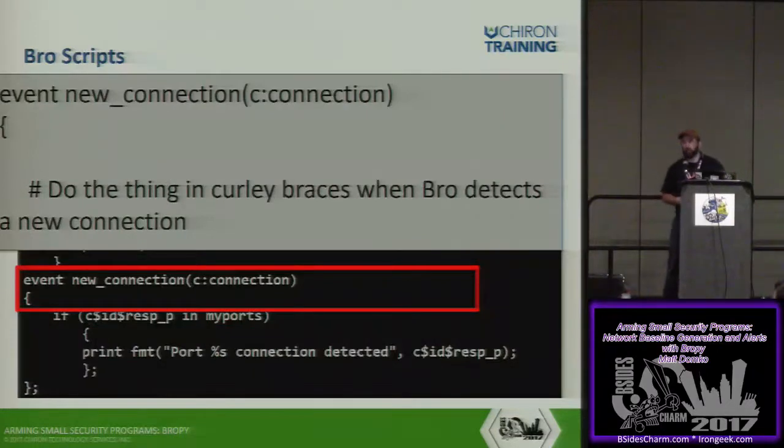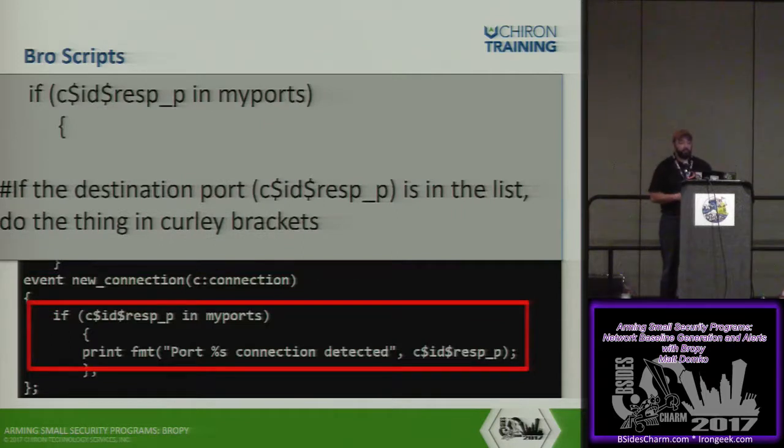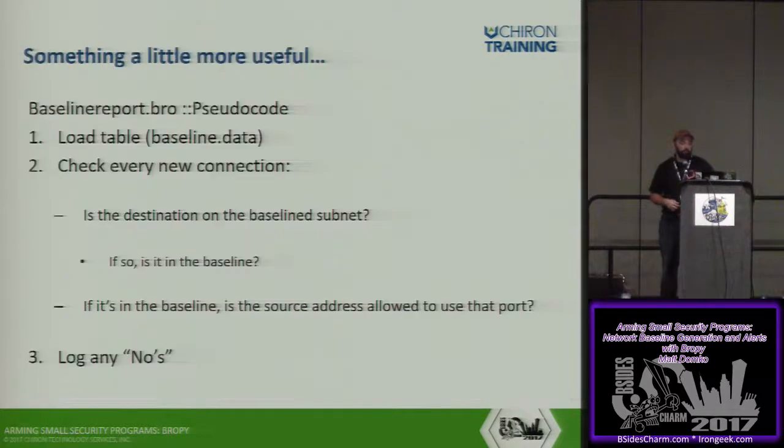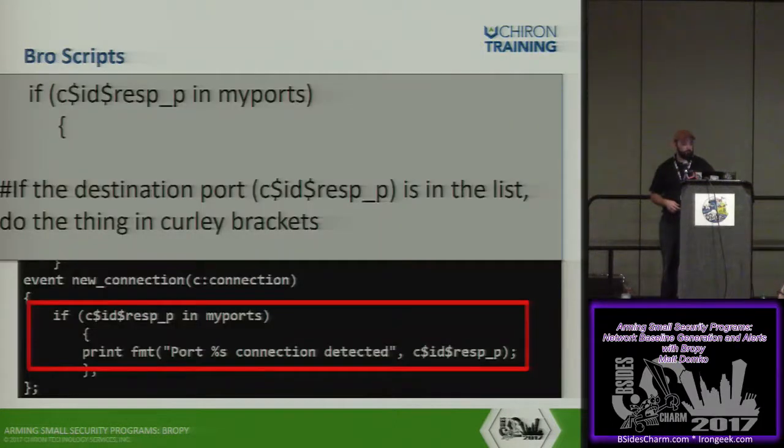After that, I said, okay, the next event that I want to track is new_connection. So every time a new connection is detected, I want Bro to do something for me. What do I want it to do? I want to check the destination port and see if it's in that list we created earlier. It's pretty simple, right? So if the destination port is in my list, I want to print an alert to the screen or do something. That's those three things: an if statement, the ability to call a file or to call a list. That's what I'm doing as far as my Bro scripting goes.